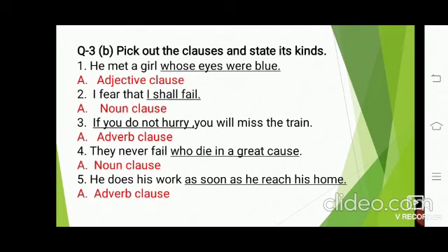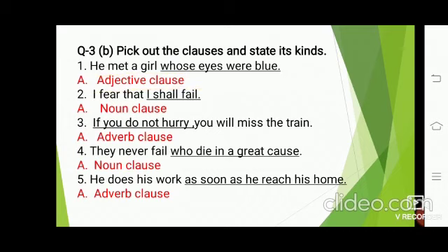Now question 3b, pick out the clauses and state its kinds. Number 1, he met a girl whose eyes were blue. I am talking about whom? A girl. An adjective clause modifies the noun only, and it can have relative pronouns and an antecedent. The antecedent here is a girl. It uses who with the subject, whom with the object, and whose for possession. Whose eyes were blue? This girl's eyes were blue. So it is an adjective clause as it modifies the noun.